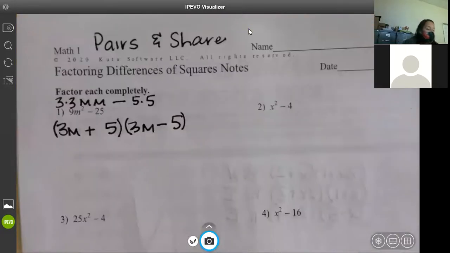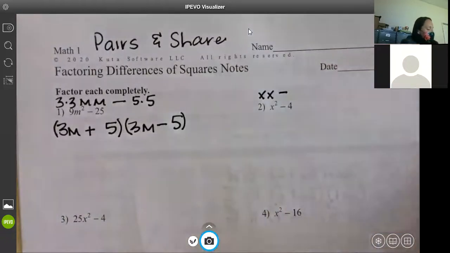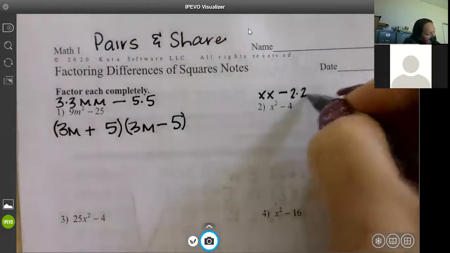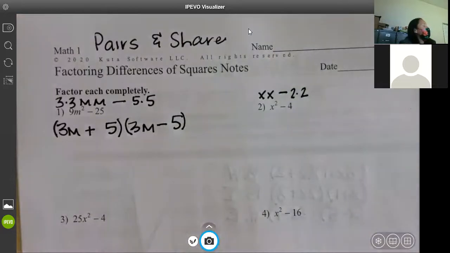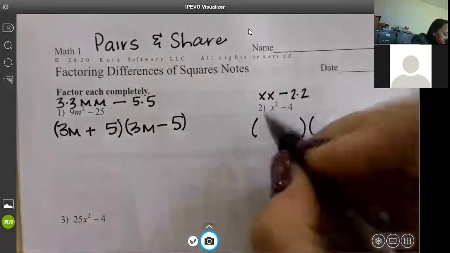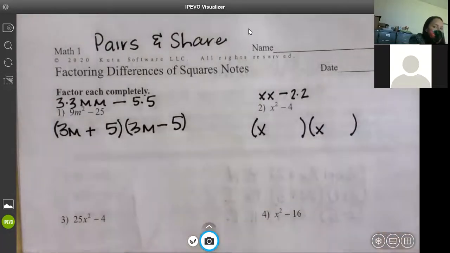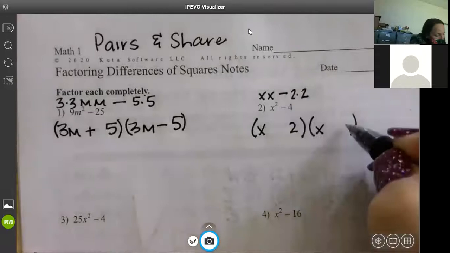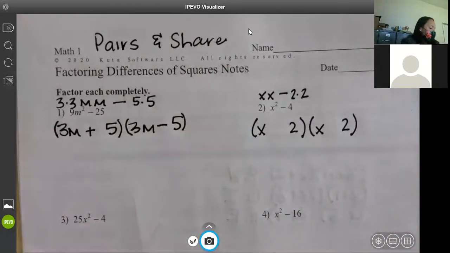So look at the next one. We have x squared, which is x and x. We have a minus, and your factors of 4 are 2 and 2. So we see 2 x's and 2 2's, separated by a minus, which means that we can share them. So in our 2 sets of parentheses, we share the x in front, the 2 in the back. One is positive, one is negative. That's it. There's nothing else to this.